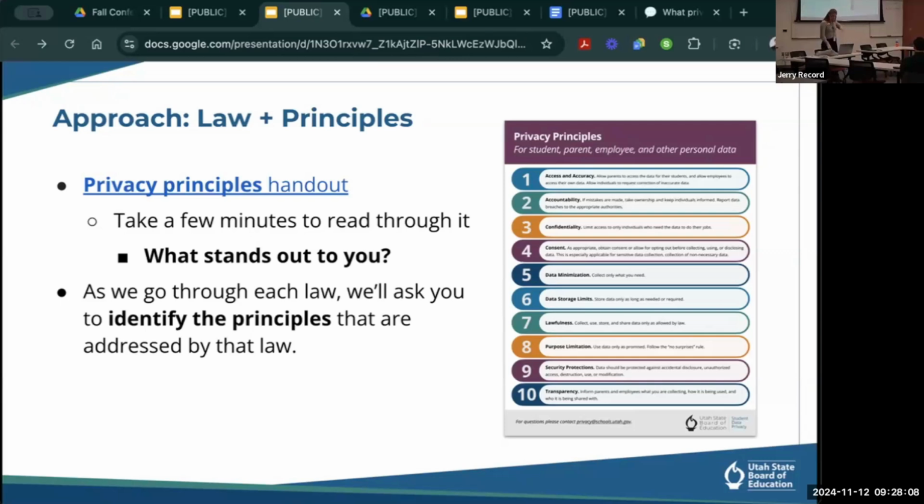Okay, great. So here's our plan for today. We're going to keep this handout in front of you. Oh, John, go ahead. 3 and 8 tie into the data part of the principle of least privilege. 3 and 8, so confidentiality and purpose limitation.